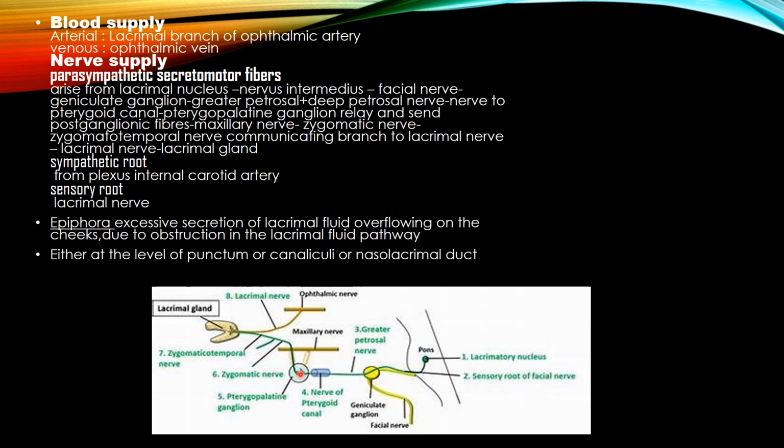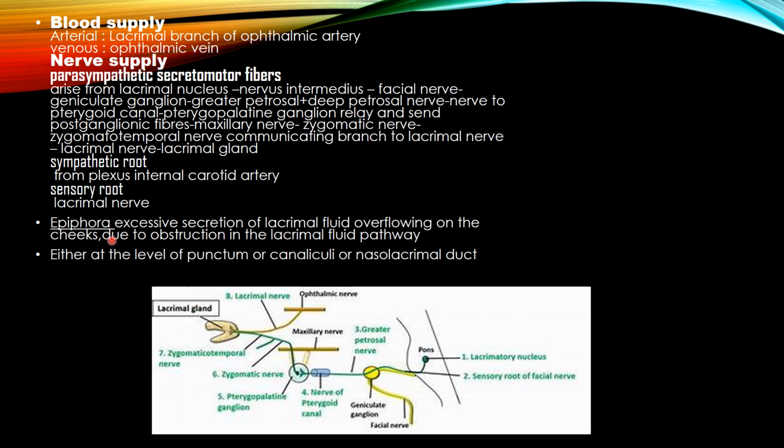In that ganglion they relay, and the postsynaptic postganglionic fibers arise through the zygomatic nerve, zygomaticotemporal nerve, and through the communicating branch to the lacrimal nerve, and then it enters into the lacrimal gland and causes secretion.